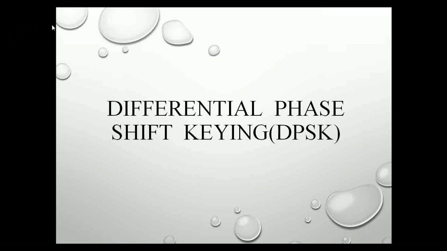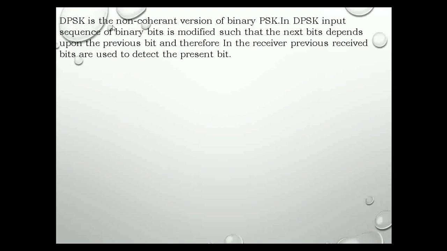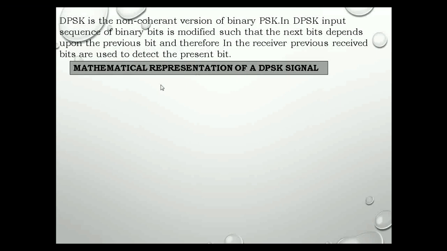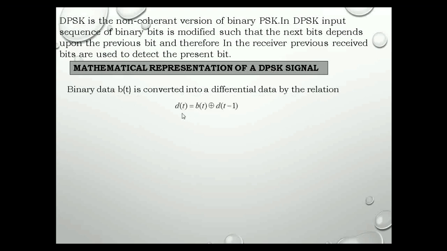The next modulation technique for our discussion is differential phase shift keying. DPSK is the non-coherent version of binary PSK. In DPSK, the input sequence of binary bits is modified such that the next bit depends upon the previous bit, and therefore in the receiver, previously received bits are used to detect the present bit. Mathematically, we can represent the DPSK signal as follows. Binary data B of t is converted into differential data by the relation D of t equal to B of t exclusive OR with D of t minus 1.